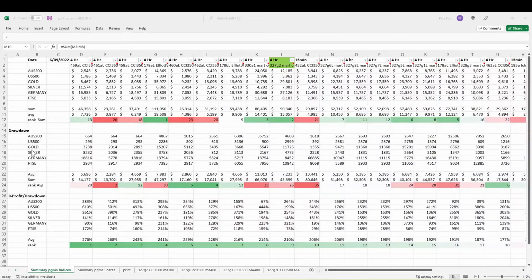So where does our program sit on our ranking table? Again, just repeating what this table shows, all the programs tested to date. This one highlighted in green is the one we ran today, which is the CCI 1500 with a weighted moving average of 100. So this ranks 9th overall, and the way this works is we tested against these indices: the Aussie 200, the US market, gold, silver, Germany, and the FTSE.